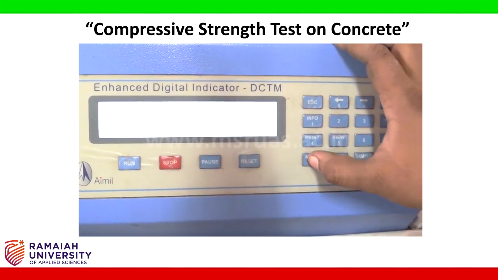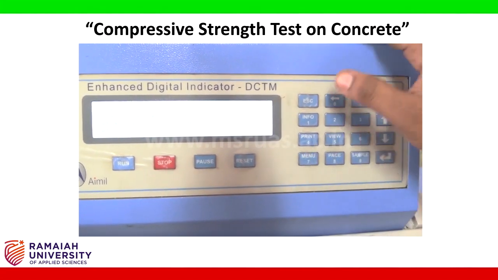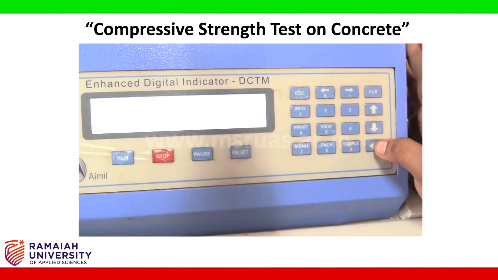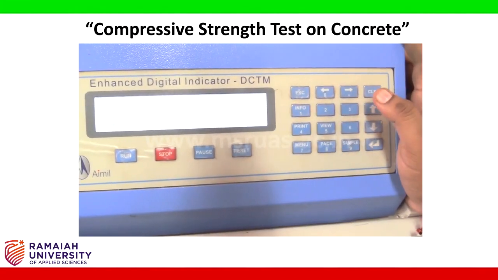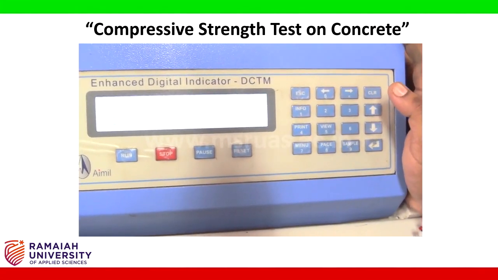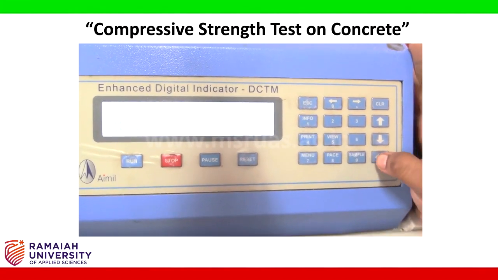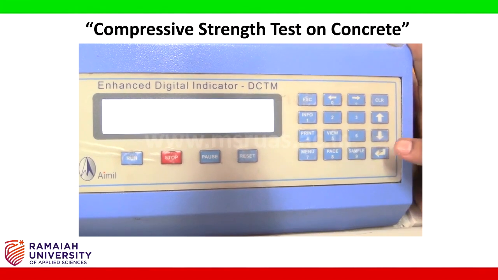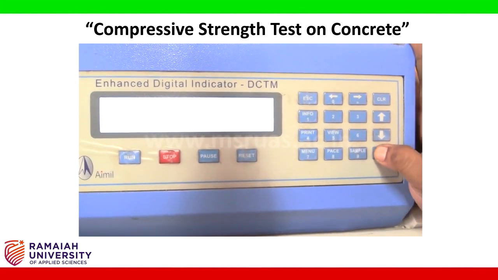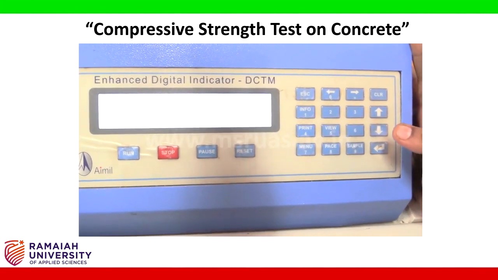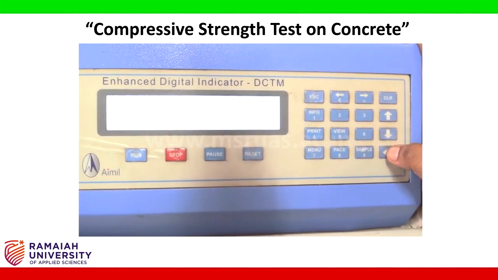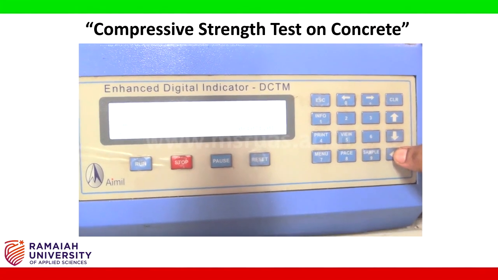Select the operating mode. It asks: mode 1 is compression, mode 2 is flexure, and mode 3 is prism setting. What I am going to give is compression. I put enter. It asks if the unit is SI. Yes, I want it in Newton per millimeter square. It tells you the model and the maximum capacity of the compression testing machine, 2000 kilonewton.